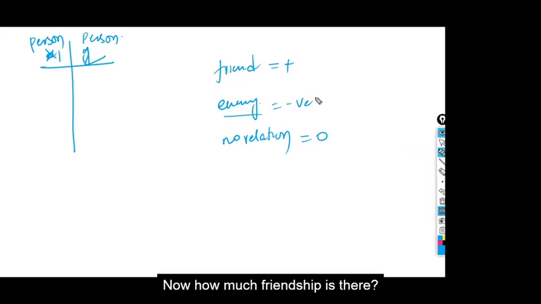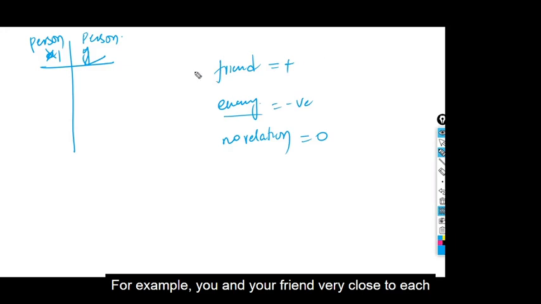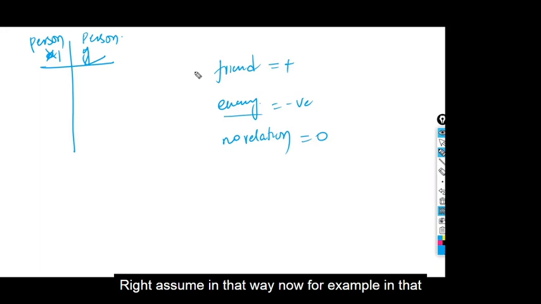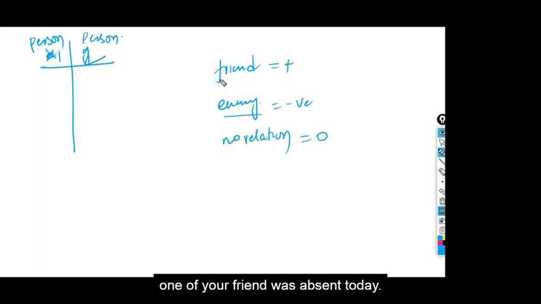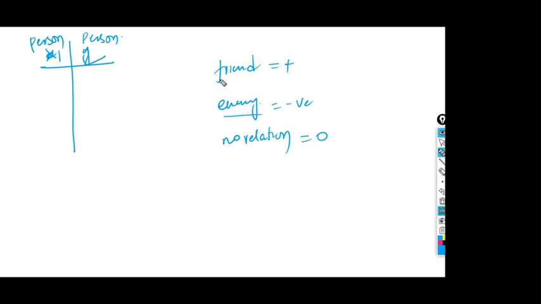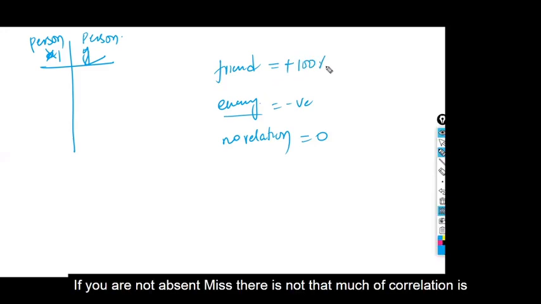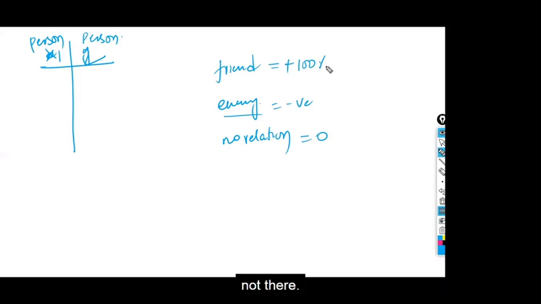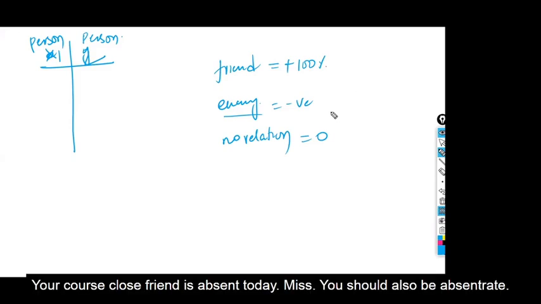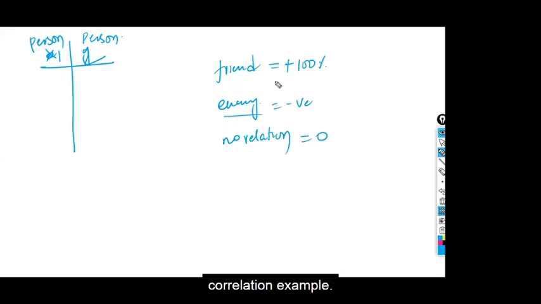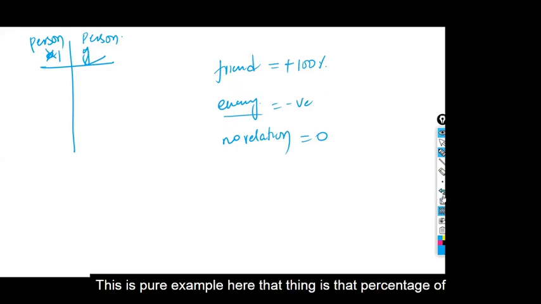Now, how much friendship is there? For example, you and your friend are very, very close to each other. Wherever you go, you both will go. Assume in that way. Now, one of your friends was absent today. Will you be absent? If you are absent, the correlation is 100%. If you are not absent, then there is not that much correlation. Your close friend is absent today, so you should also be absent. Then you have a very high closeness. That is correlation. This is a pure example.